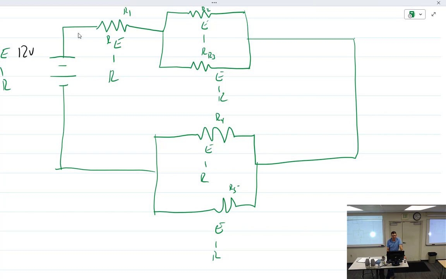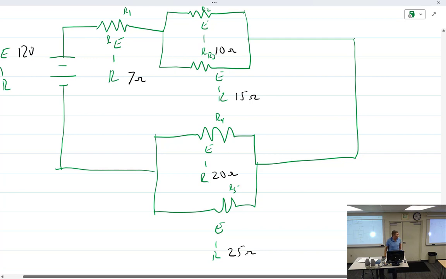Let's see, we will do 12 volts. Give me some resistance. 7 ohms. 10 ohms. Here. Oops, that's a 2. 15 ohms. 20 ohms and 25 ohms. Everybody with me so far? If I redraw this circuit, what is it going to look like? In series, how many elements? 3. It's a 3-element circuit.